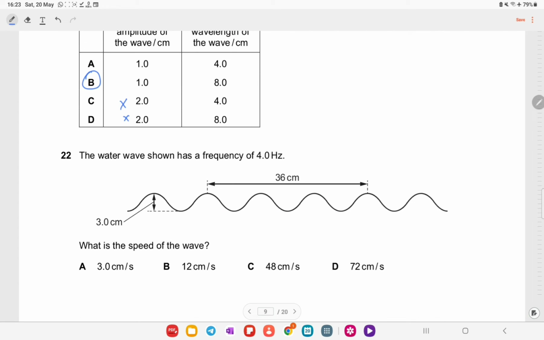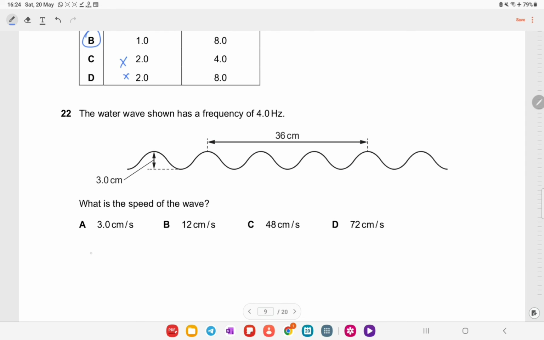The water wave shown has a frequency of 4 hertz. What is the speed of the wave? So we have v equals f lambda, and frequency is 4, which is given, and wavelength is 36 divided by 3. So you will end up with 4 times 12, and the answer will be 48 centimeter per second. So C is the answer.